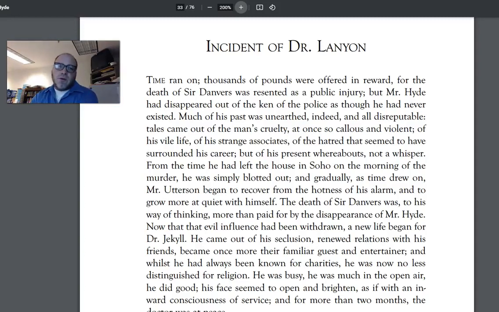Hey folks, we're continuing with our reading of the crime and detection story, The Strange Case of Dr. Jekyll and Mr. Hyde. We're going to be reading chapter 6, The Incident of Dr. Lanyon. If you recall, Dr. Lanyon is one of the best friends of Jekyll and Utterson. They all went to high school together and college together.